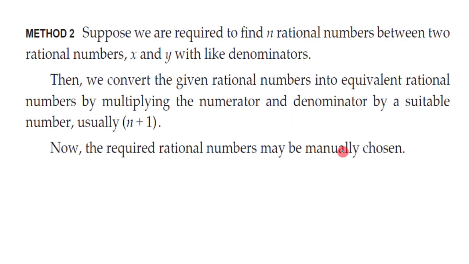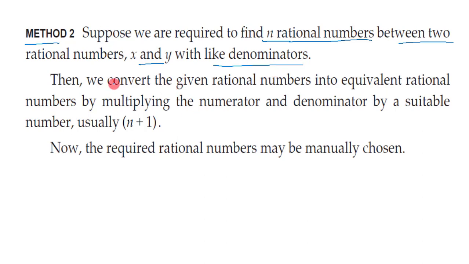Now let us see the second method. In the second method, you also need to understand this. Suppose we are required to find n rational numbers lying between the two rational numbers x and y with a like denominator.